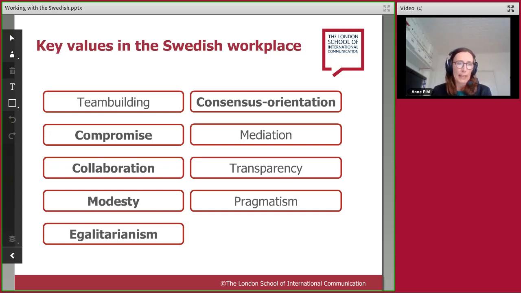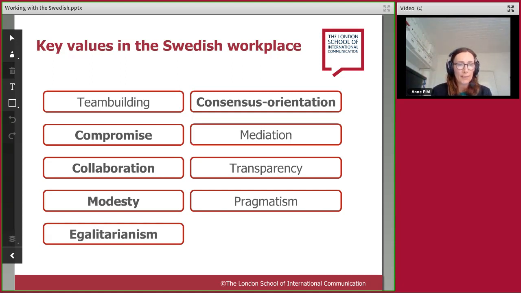The other value here that I would like to highlight is modesty, and the importance of humility and modesty in the Swedish workplace and indeed in Swedish society. Now this has its roots partly in Sweden's socialist history, but it also has roots in Sweden's cultural history.